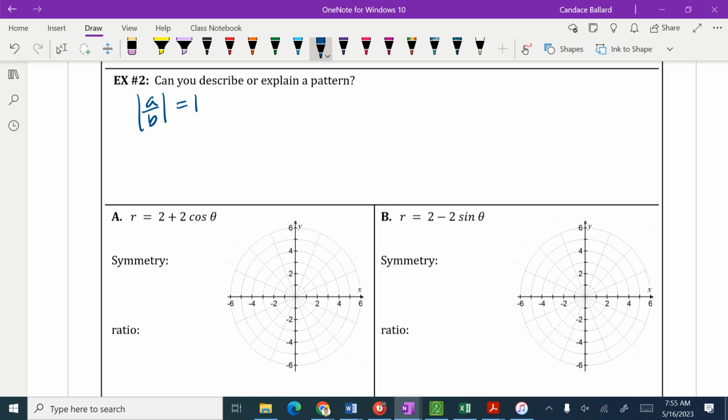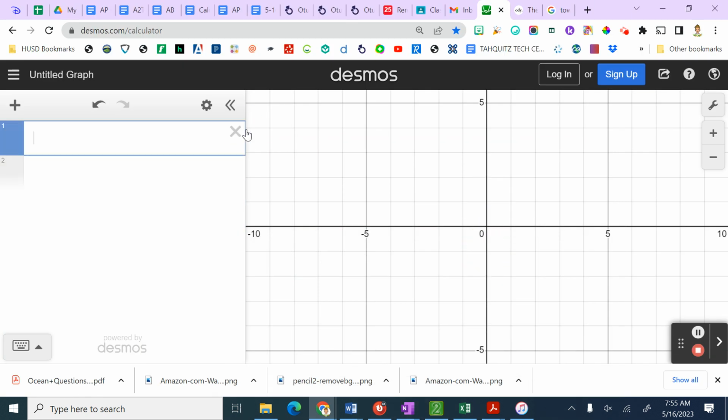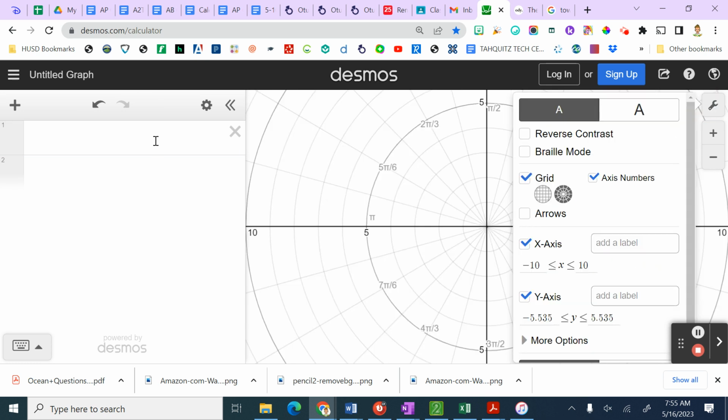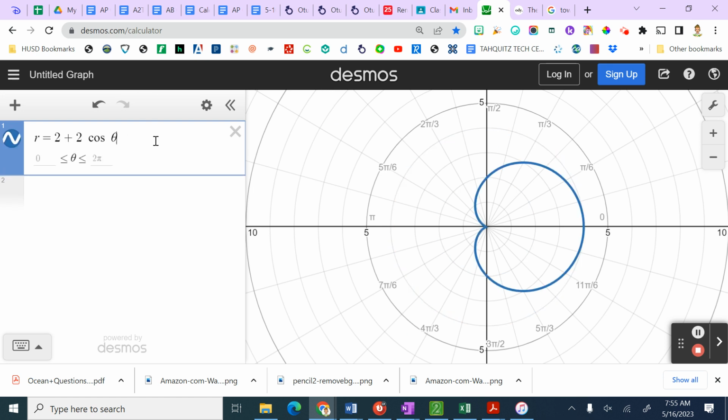So let's put in, we're going to put these into Desmos just to look at it. And if we want to, we can switch to the polar graph. So I'm going to go ahead and put in 2 plus 2 cosine theta. I'm going to close these out and switch to the polar graph so we can graph it a little bit better. So we did graph one by hand with the points. We're going to probably use our graphing calculator to help us on the rest of them here. So r equals 2 plus 2 cosine theta.